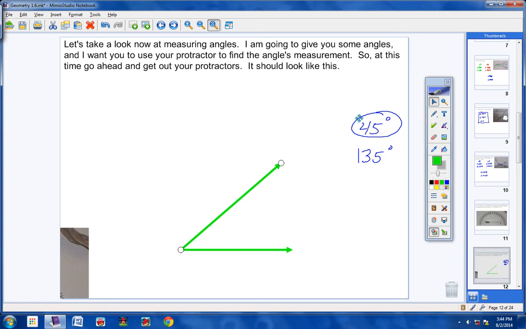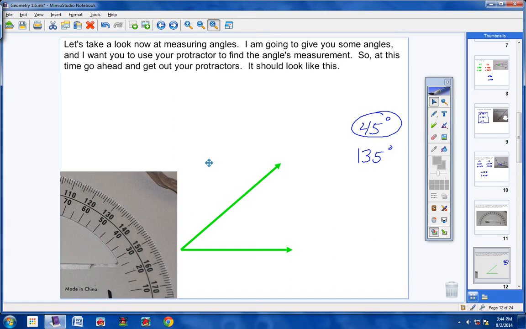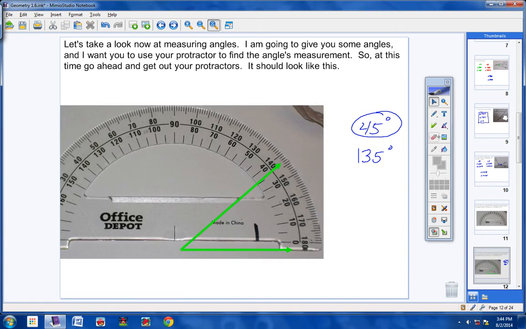And one of the main areas that students get confused is knowing which number to use. Do they use the 50 or the 130? Do they use the 70 or the 110? And you have to always ask yourself, is the angle bigger than 90 or smaller than 90? Okay, let's take a look at one more example and then we're going to move on.